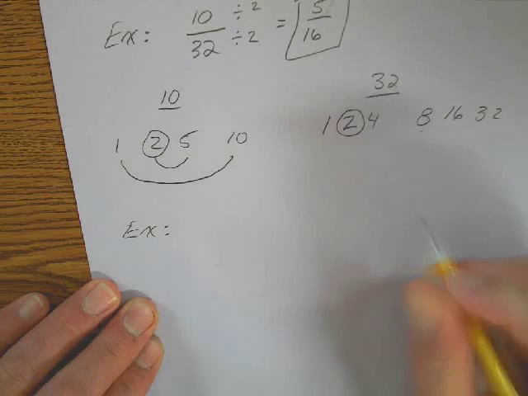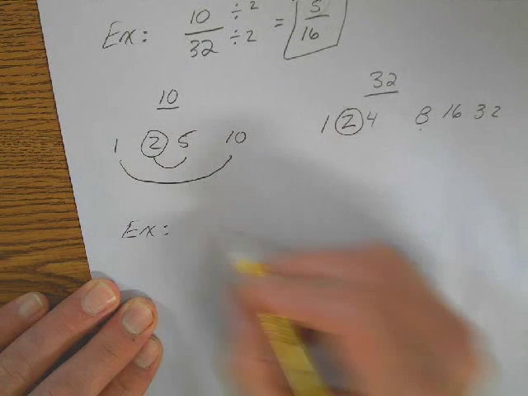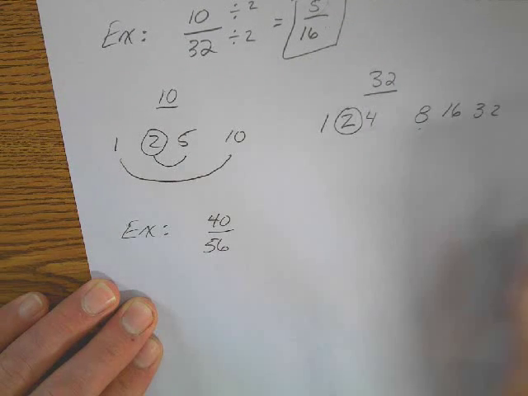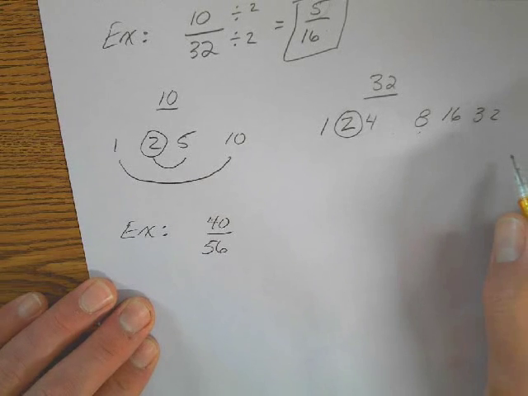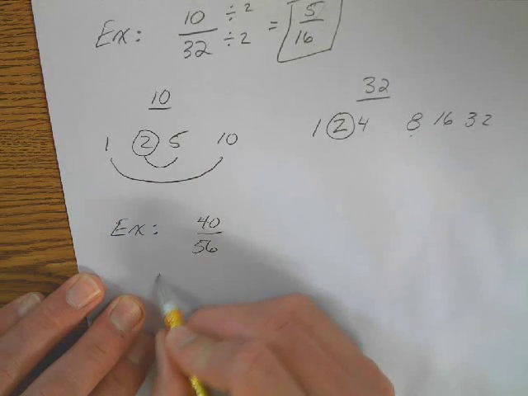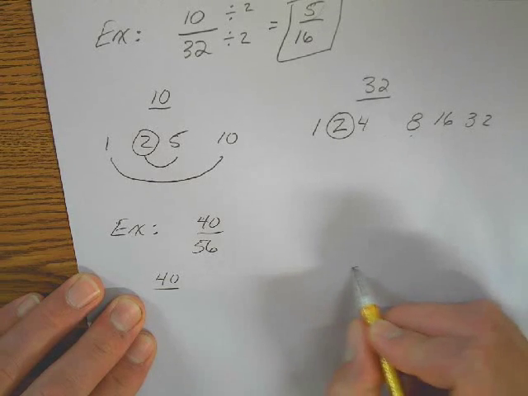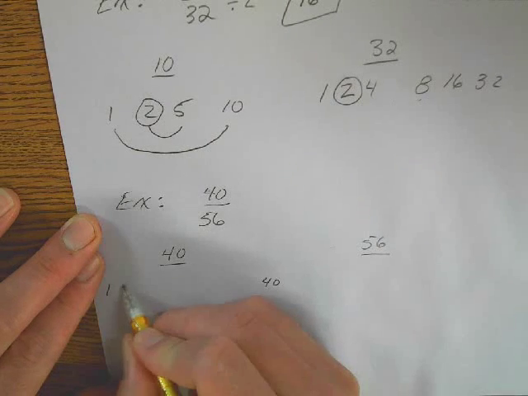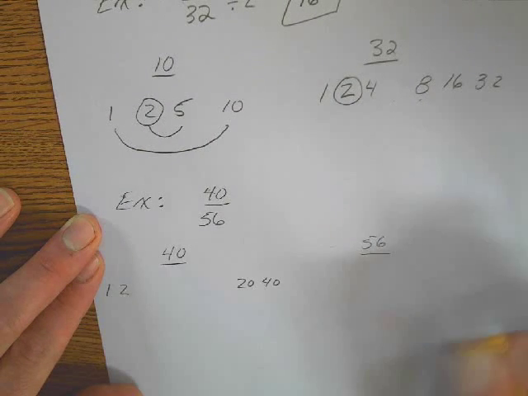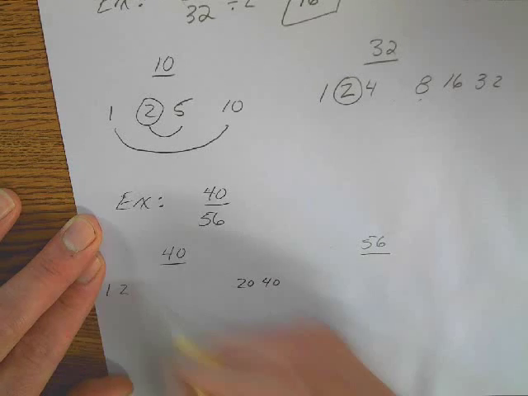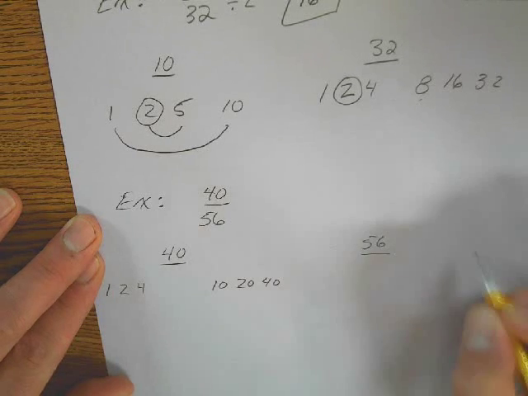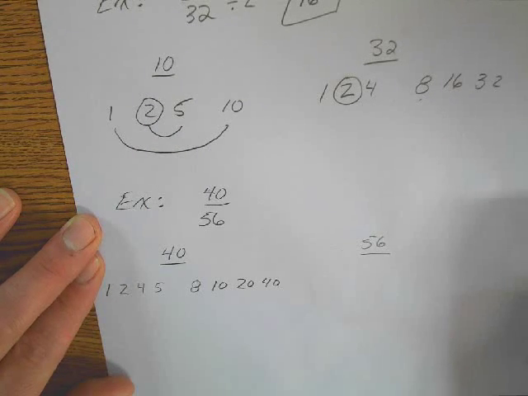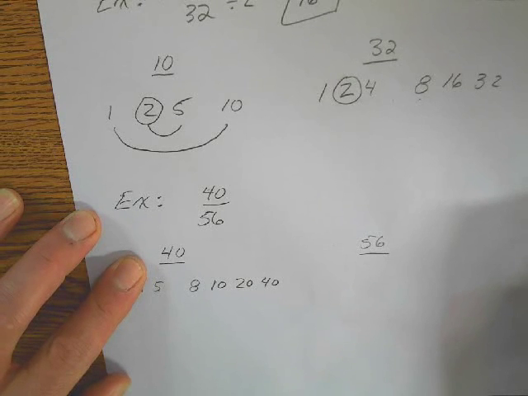Let's see here, 40/56. So we'll see if we can do this one. So we want to reduce 40/56. So we do 1 and 40, 2 and 20, 3 does not work, 4 and 10, 5 works, so 5 and 8, 6 isn't going to work, 7 isn't going to work, and then we're back to 8. So those are our factors there.